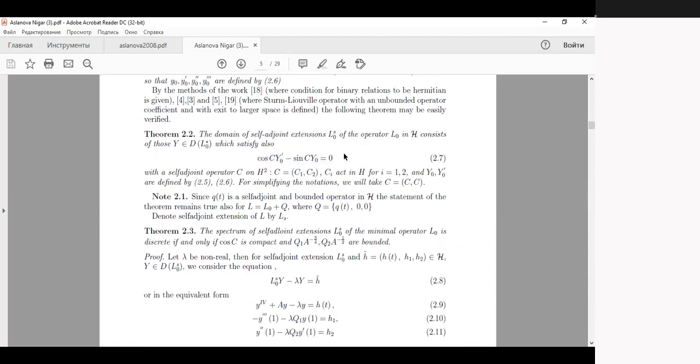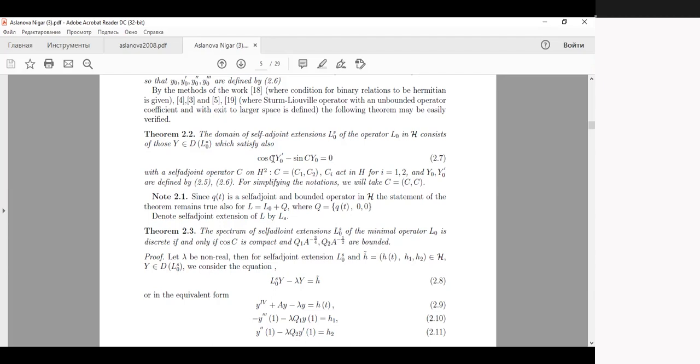You see, here cosine C is a self-adjoint operator. It is said that self-adjoint extensions are given by means of that self-adjoint operator. You should know, for example, even in the general theory, in Neymark's book, it was said that self-adjoint extensions of a minimal operator are given by means of some unitary operator, which acts from one defect subspace to another.